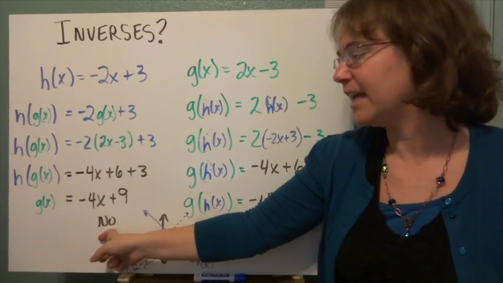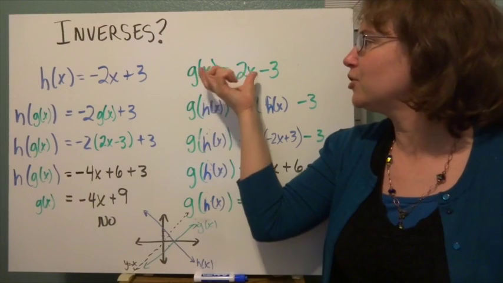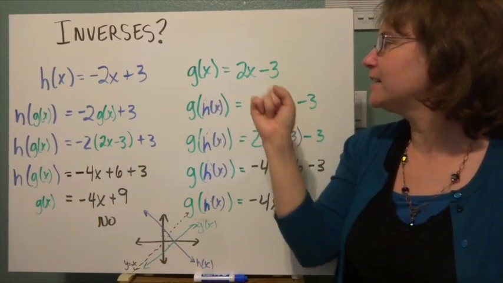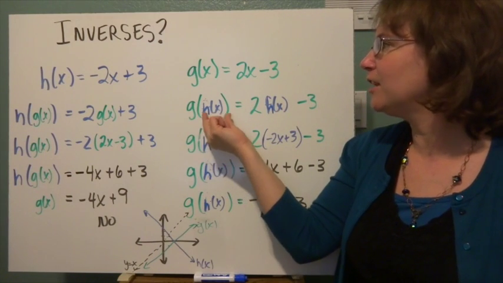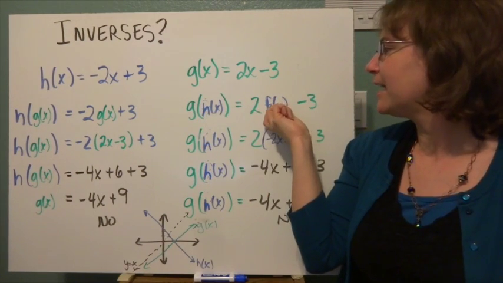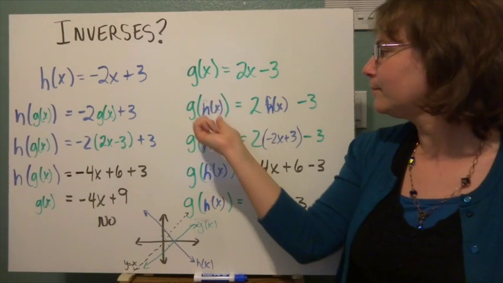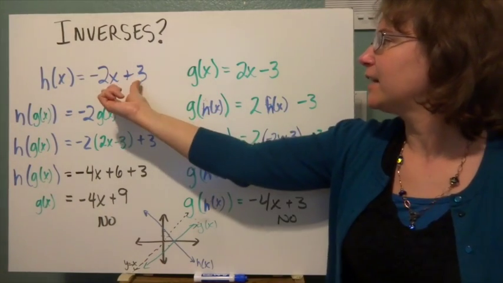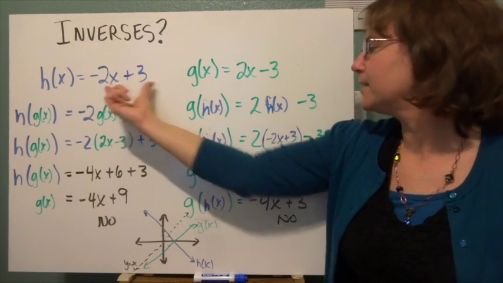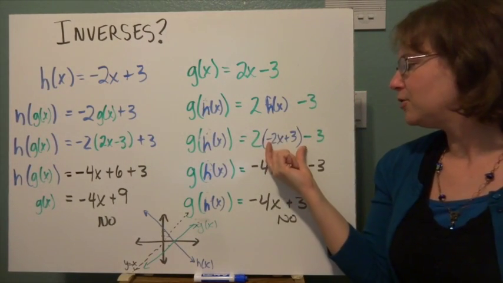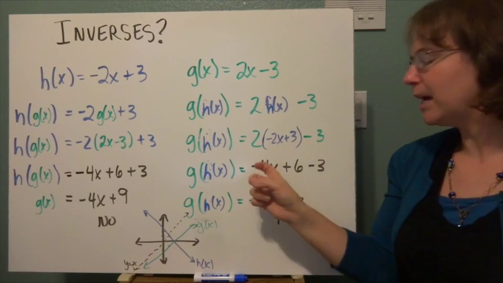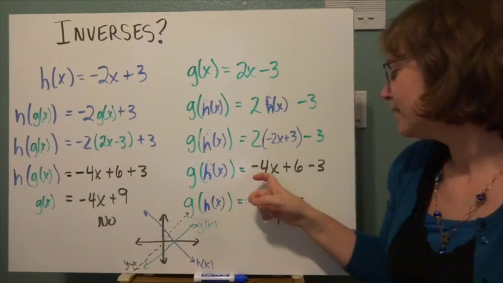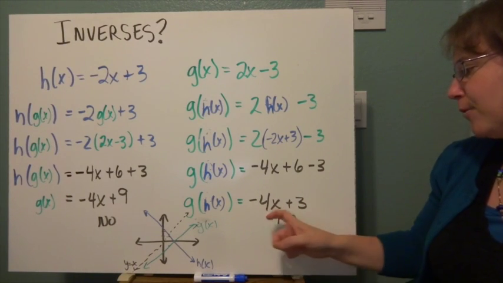I actually don't even have to do this. I can already say they are not inverses of each other, but just to show you it's not going to work over here either. I have g of x is equal to 2x minus 3. I want g of h of x. So in place of x, I'm going to put h of x. And so I have 2 times h of x, and h of x is negative 2x plus 3, minus 3. I distribute the 2, and I have negative 4x plus 6 minus 3. Adding like terms, I have negative 4x plus 3.